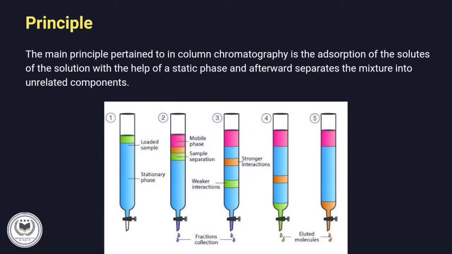Principle. The main principle involved in column chromatography is the adsorption of the solutes of the solution with the help of a stationary phase, and afterwards separating the mixture into individual components. This is a well-labeled diagram of column chromatography.